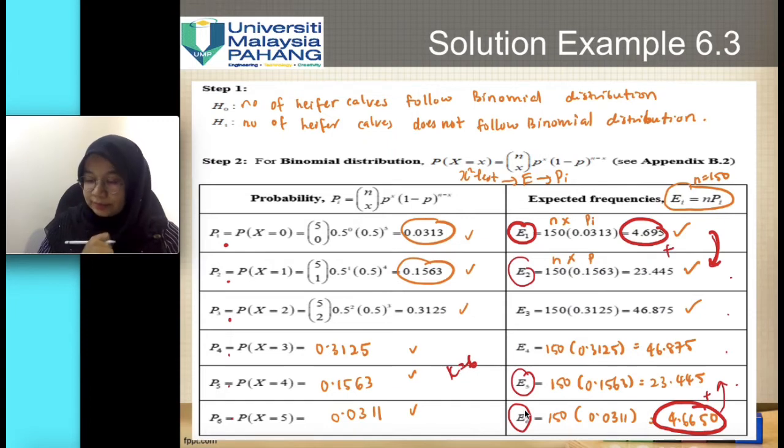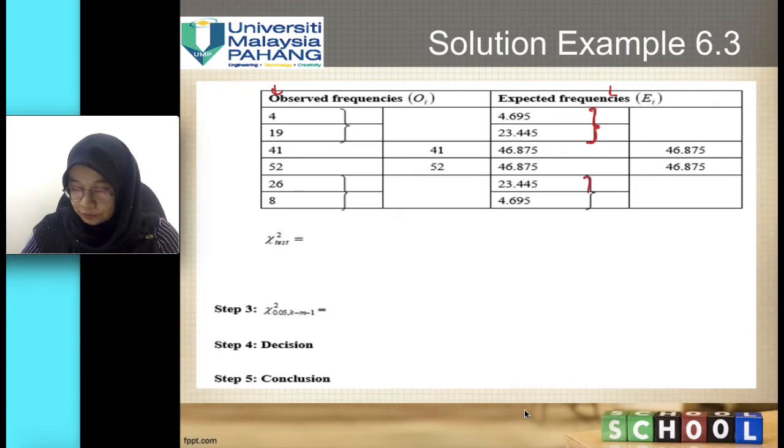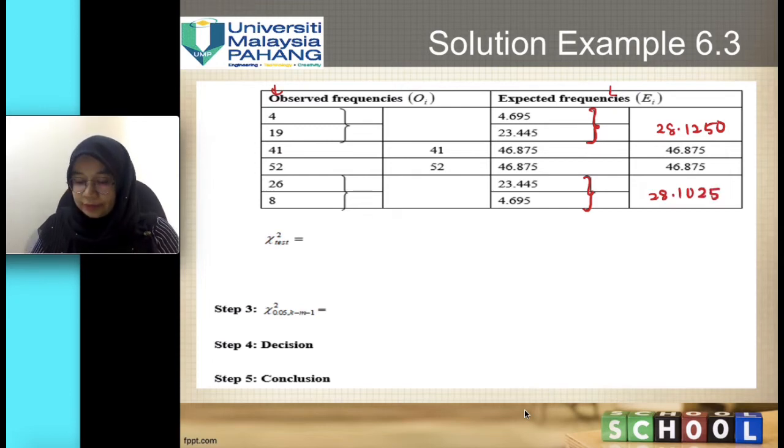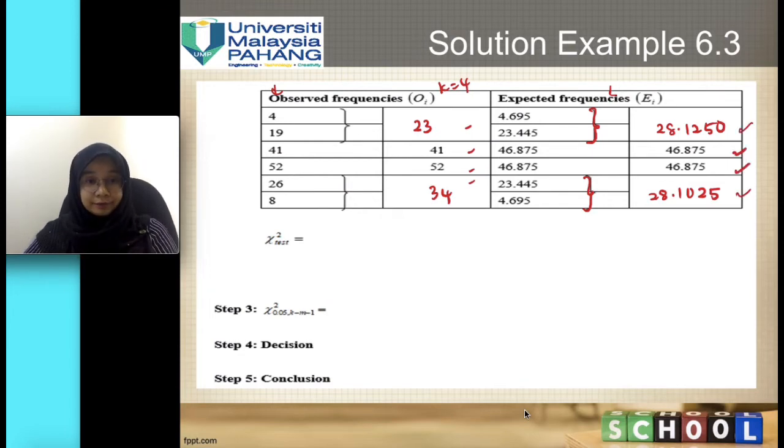So your table will look like this. This one is observed, this one is the E. This one we sum up, also this one we sum up. We will get the E here as 28.1250. This one is also 28.1250. Okay, so when we combine this one, you will get 23. Here is 34. 1, 2, 3, 4. K equals 4 now. From K equals 6, it becomes K equals 4. Why? Because we combine the E, we also have to combine the O. So now we look here, our E are all greater than 5.